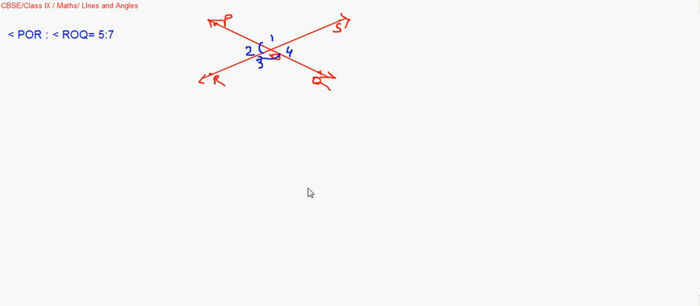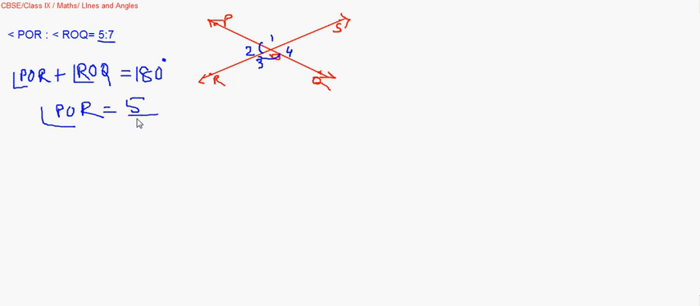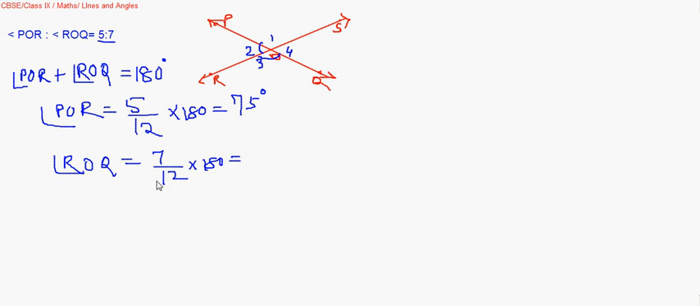We see that angle POR plus angle ROQ makes a straight line. That means the sum of these two angles will be 180 degrees. So if we put it in the ratio, angle POR is actually 5/12 of the total of 180 degrees. That gives me 75 degrees. So ROQ will be 7/12 of 180 degrees. That will obviously be 105, because if one is 75, the other will be 180 minus that.